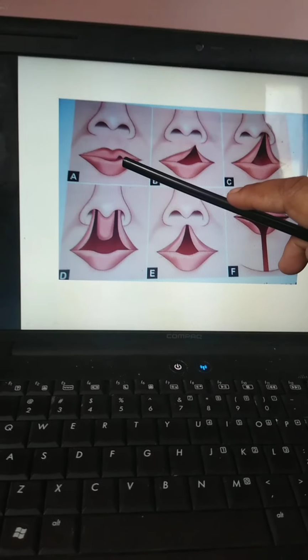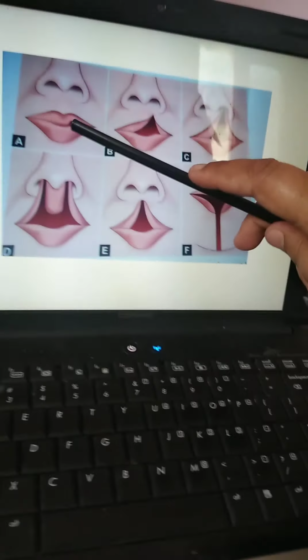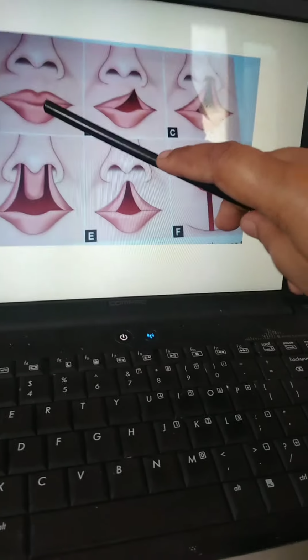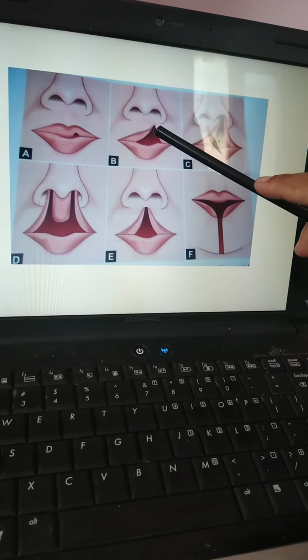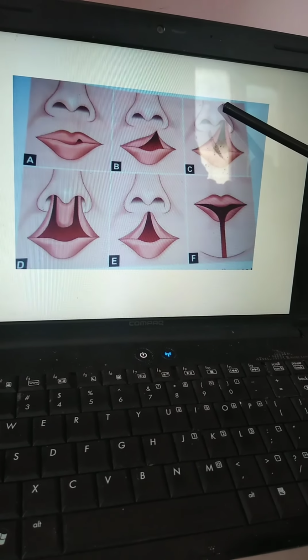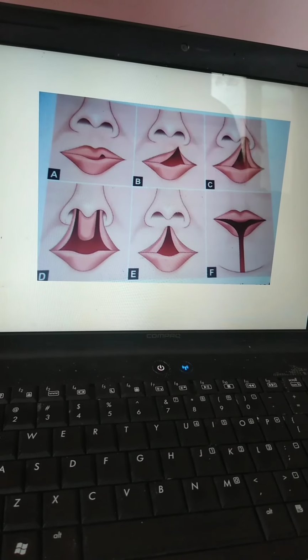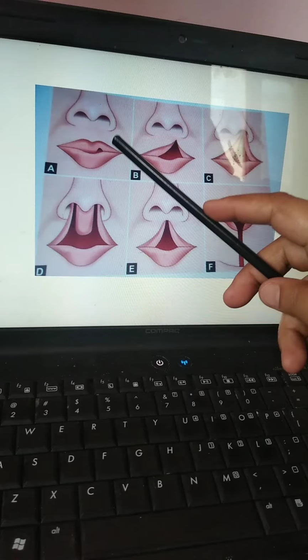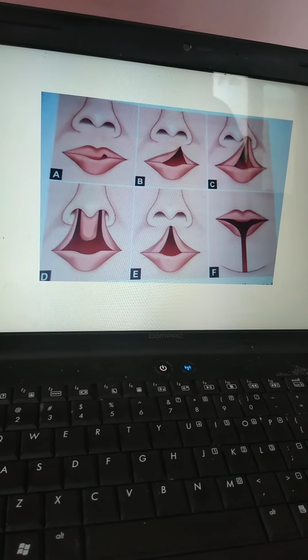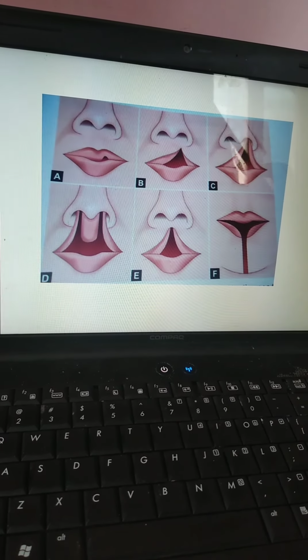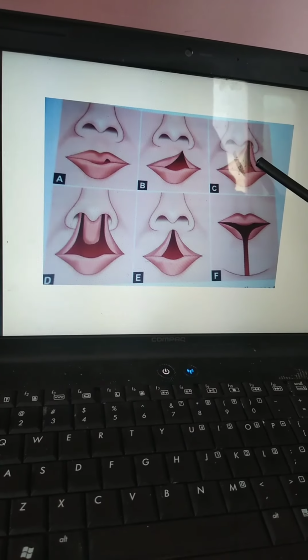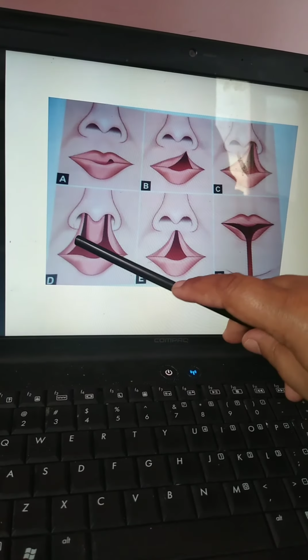Okay, if the cleft is present in the upper lip, it has various degrees. So it is a little bit here. Here you can say more degree. Here it even extends up to the nasal cavity. So these are the different degrees of the upper lip cleft. Why does it happen? Due to the non-fusion of the maxillary processes towards each other. It may be unilateral. Here you can say it is unilateral. It can be bilateral.